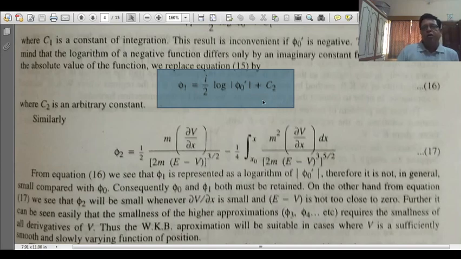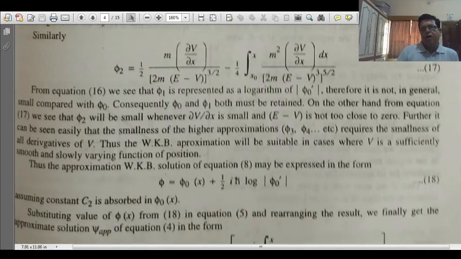Hence, we must retain the phi 0 and phi 1 terms to solve this equation. We cannot neglect the term phi 1. It must be considered here. So we retain the terms phi 0 and phi 1.